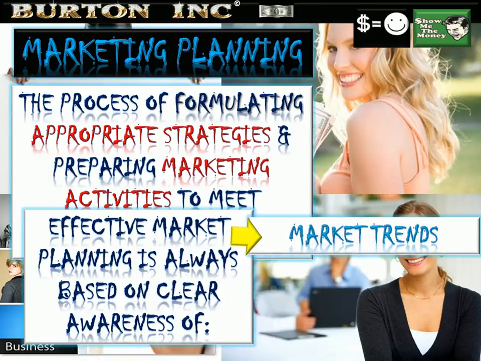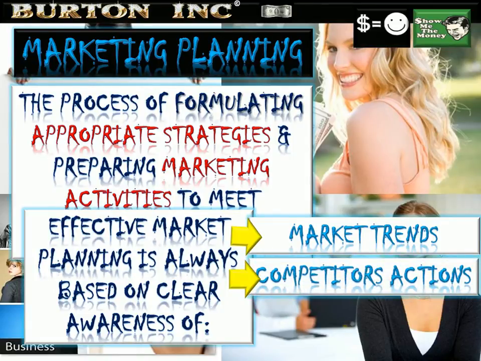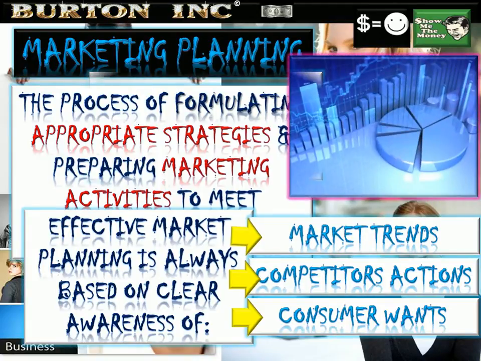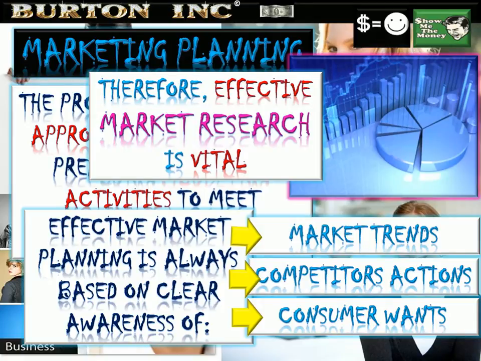Right, effective marketing planning is always based on a clear awareness of three things. Firstly, market trends. Is our market growing? Is it shrinking? Has it reached saturation point? Competitors' action. What are our rivals doing in the market? How is this likely to impact on us? And consumer wants. What do our consumers want? What are their needs? What are we missing? What are we getting right? Now, to determine consumer wants, we need to conduct good, effective market research. In fact, good, effective market research is going to be able to establish all of these things for us.